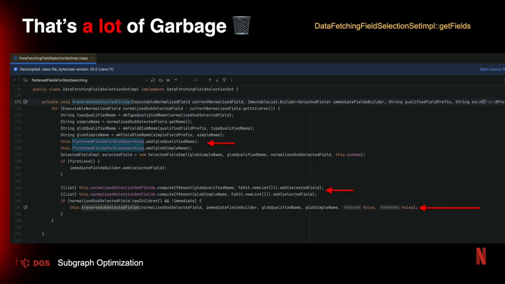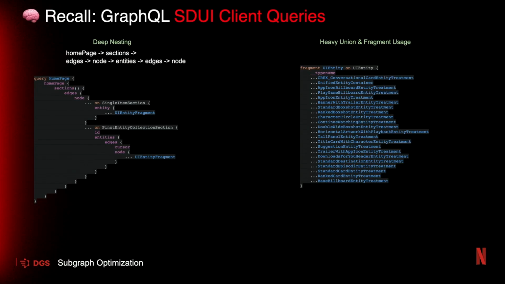So why is that a problem for our particular system? This seems fine. That seems like a reasonable thing for the library to do. Our system, because it is using server-driven UI, has two things going on. Number one, there's deep nesting. So the tree is deep, right? There's home page, sections, edges, node, entities. You might have some buttons on there. So the tree is very tall. And also, because of our explosion of fragments, the tree is also very wide, right?